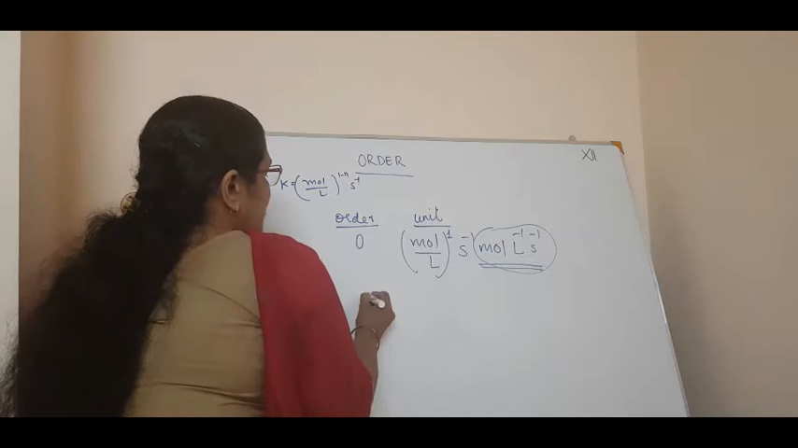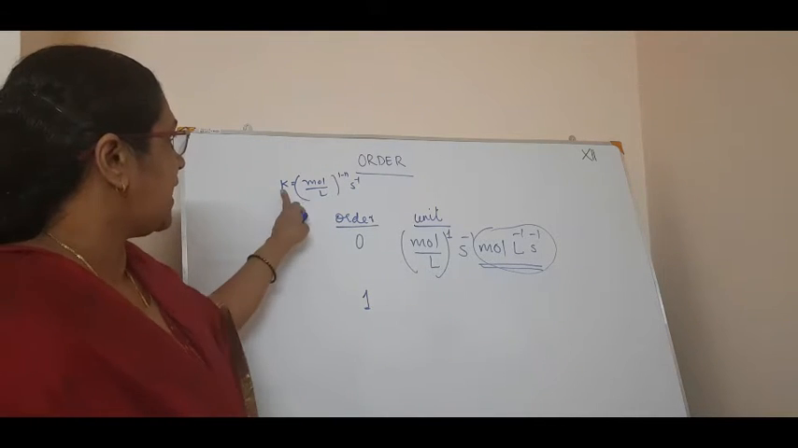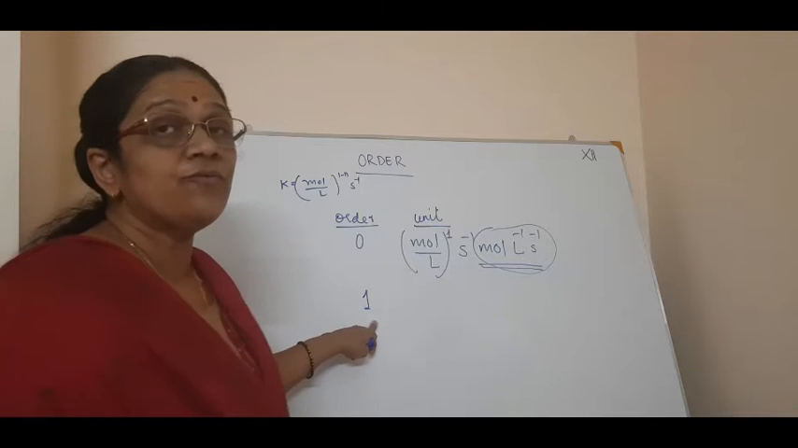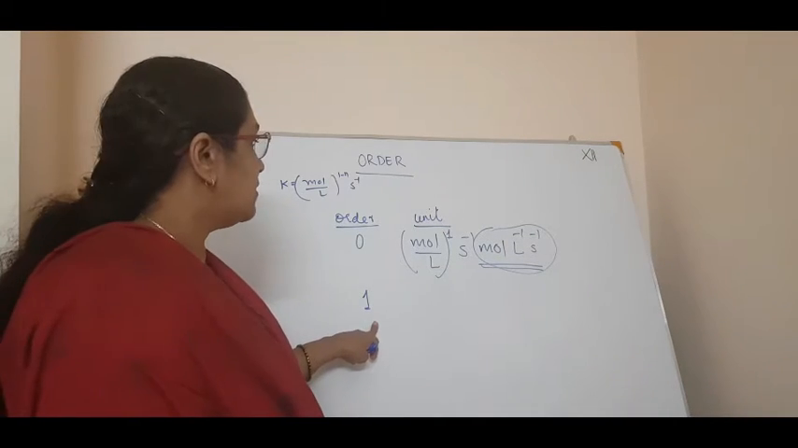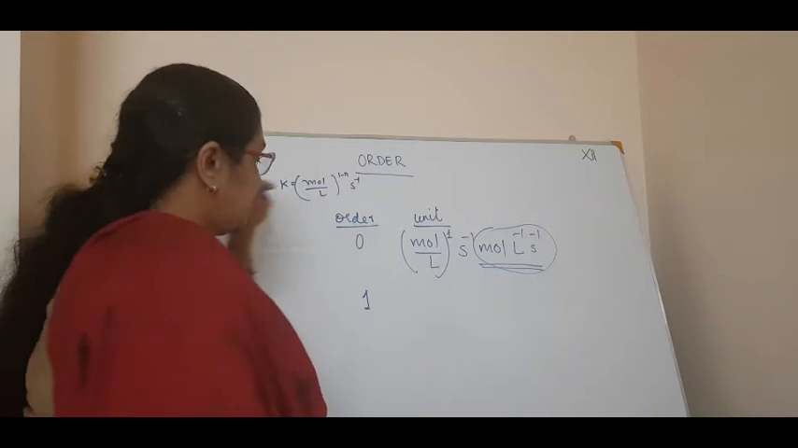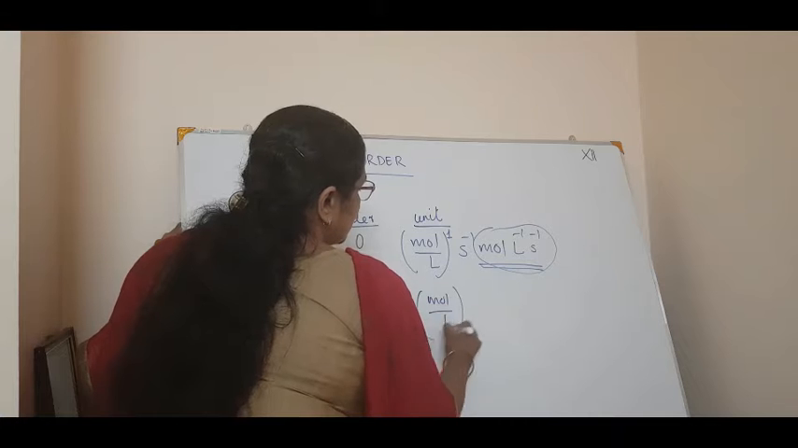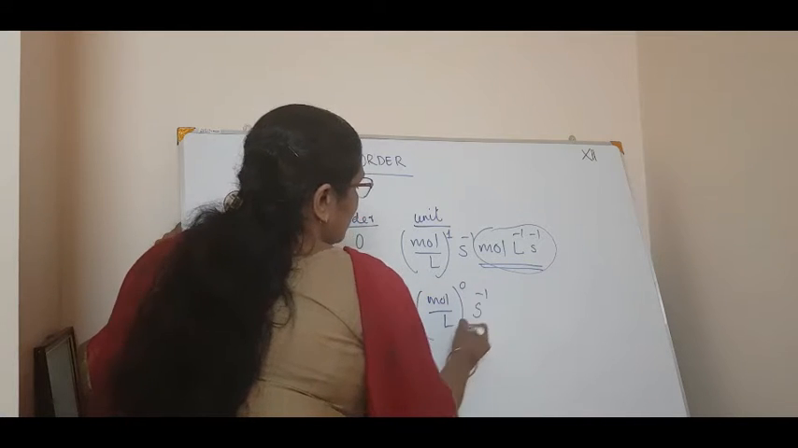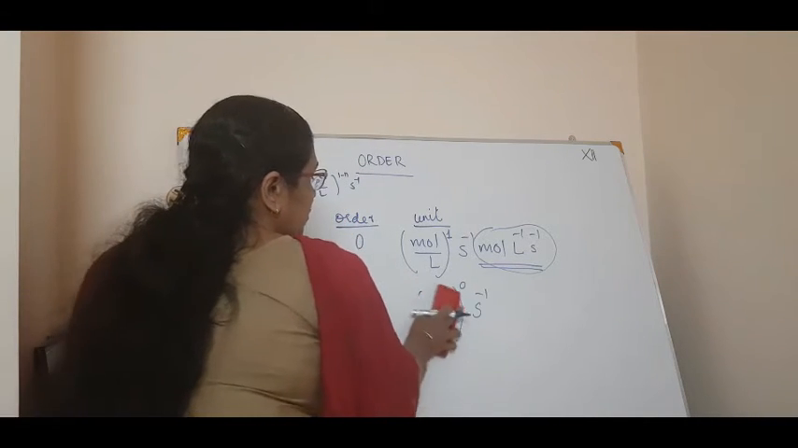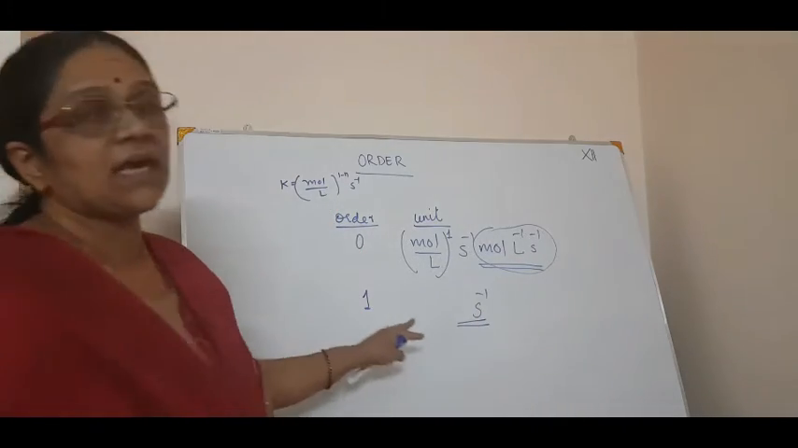Now putting the order as 1. What is the unit of k if it is a first order reaction? See, 1 minus 1 is 0, isn't it? So I can write mole per liter raised to 0 and second inverse. What is mole per liter raised to 0? 1. So the unit of a first order reaction is second inverse.